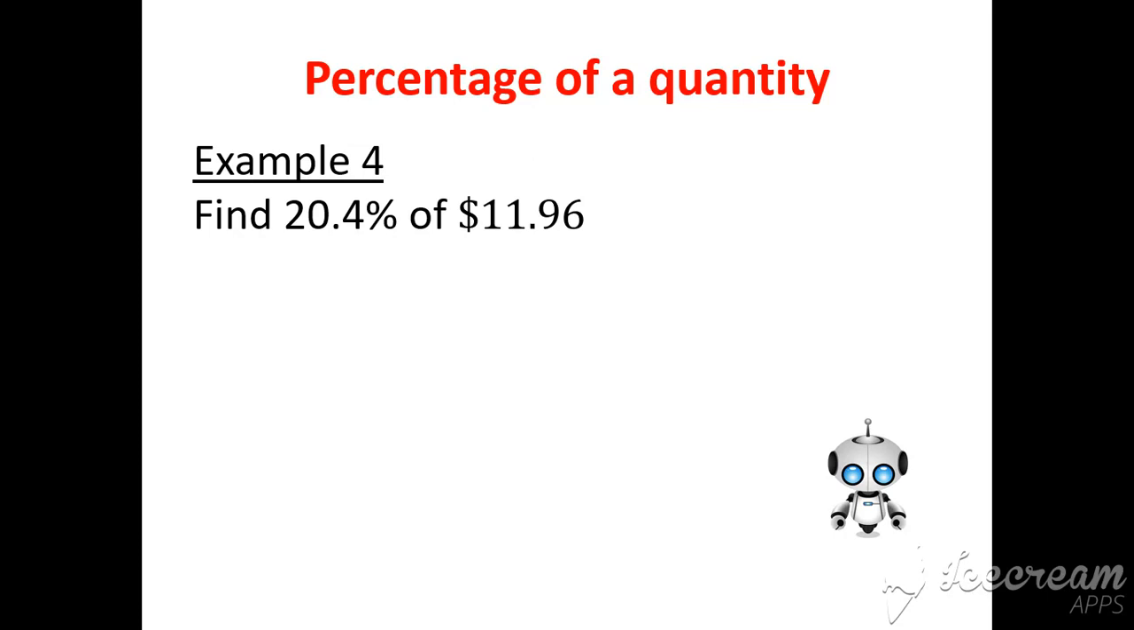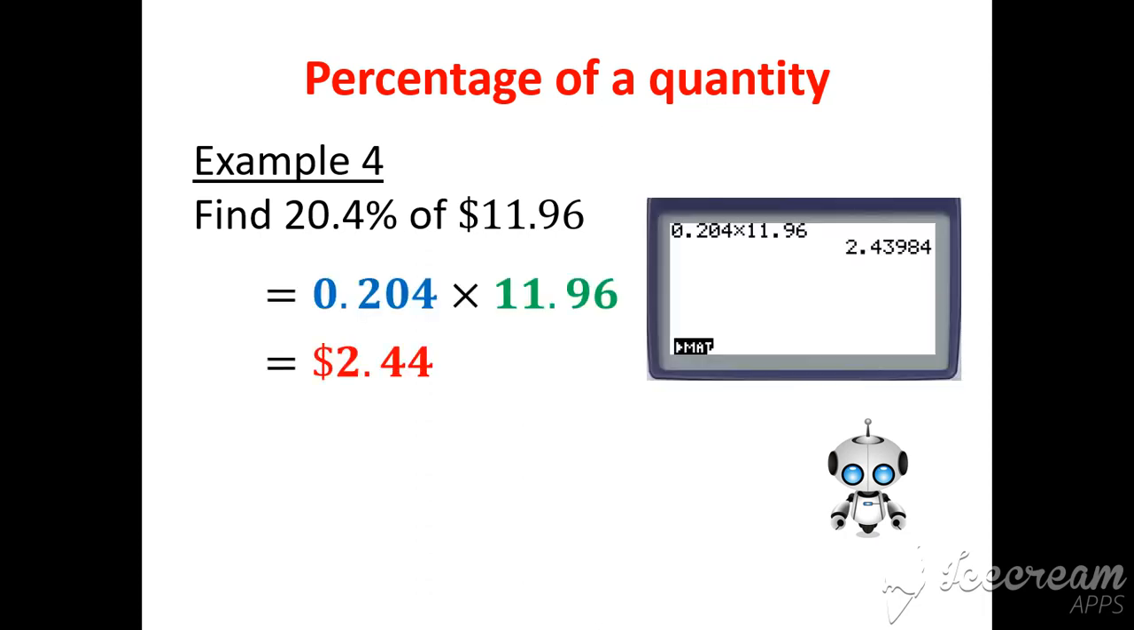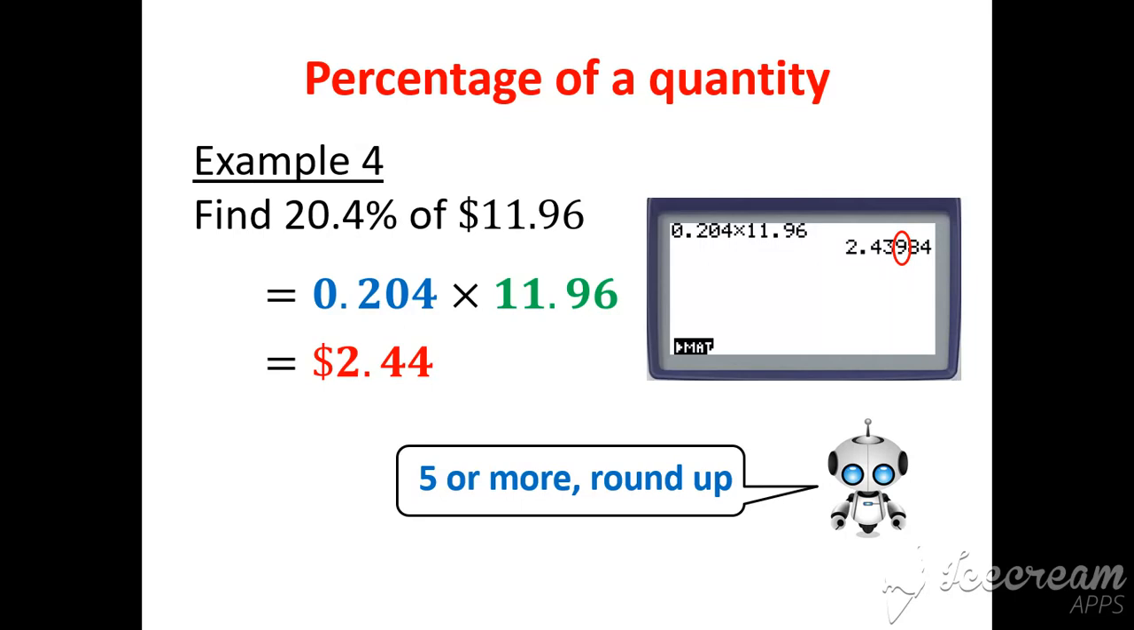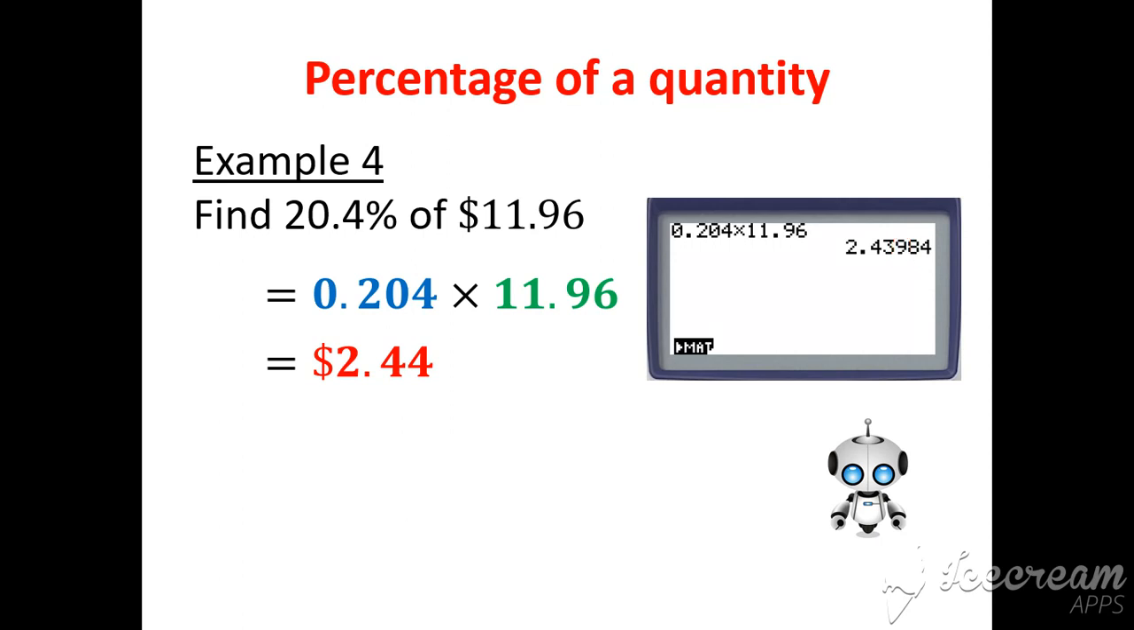And finally, find 20.4% of $11.96. This is one of those tricky ones. So 20.4 divided by 100 gives us a decimal of 0.204. And if I go 0.204 times $11.96, I get the answer of 2.43984. And because we're dealing with money in this example, I have to round it. So that 9 there, if it's 5 or more, it means the previous number is going up 1. So the 3 turns into a 4, and I'm going to round it to $2.44.